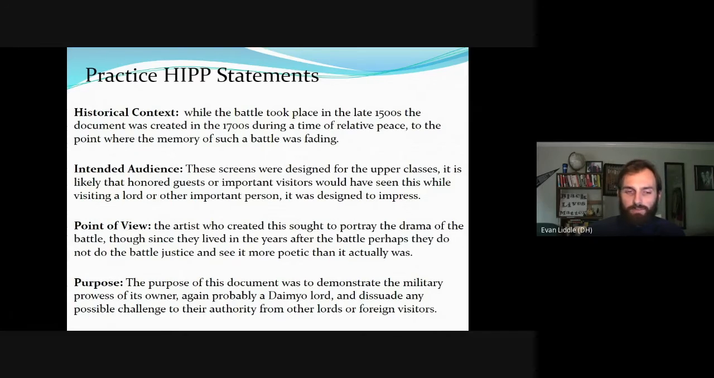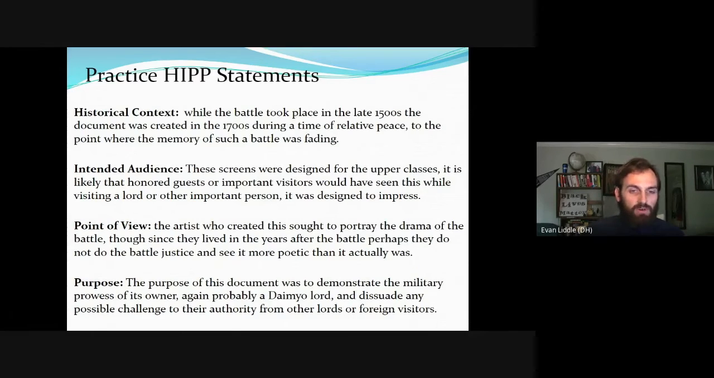So while the Battle of Nagashino took place during the Warring States period in Japan, I believe it's called the Sengoku period, this screen was actually created about 100 years after that had ended. And so this is actually a time of peace, right? And so the context is that this battle was actually starting to fade from living memory, whereas it probably was being kept alive through stories and rituals, hence why it is probably being depicted on this screen.